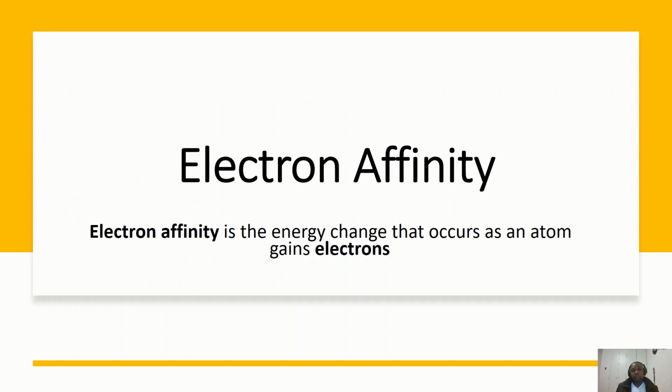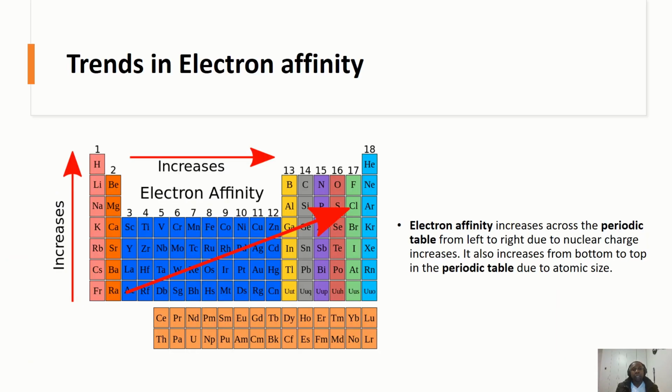So the last one is electron affinity. Electron affinity is the energy change that occurs as an atom gains an electron. Remember, for an atom to gain an electron, it must have what? Electronegativity. So if electronegativity is the ability of the atom to attract the electron to itself, what is the energy that is gained there? You can see that the trend is, we can say, similar to electronegativity.